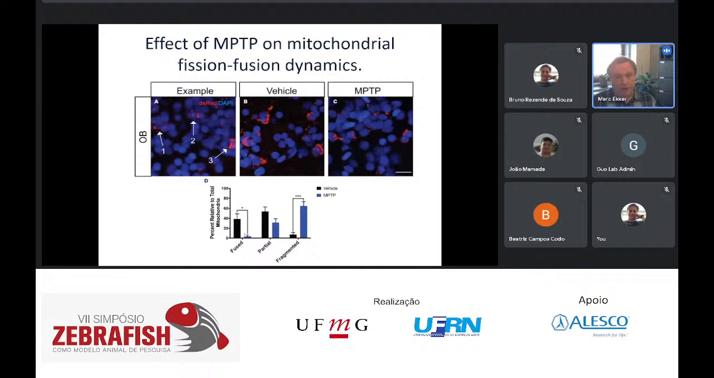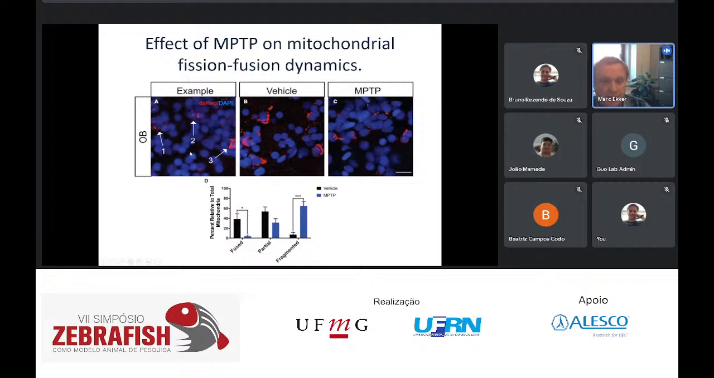Using the fish that express mCherry in mitochondria, we also observe some parameters that are indicative of the morphology and the fusion-fission dynamics of mitochondria in these fish. Basically, what we were looking at is whether the administration of MPTP could lead to an increase of fragmented mitochondria, or conversely, a decrease in the number of fused mitochondria.